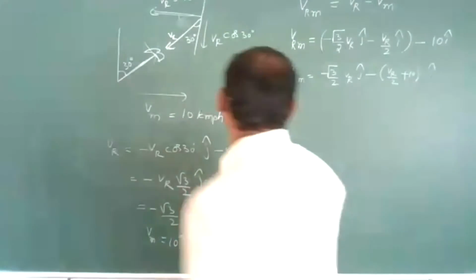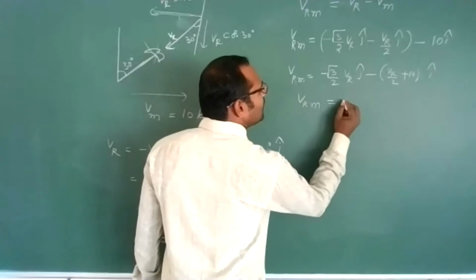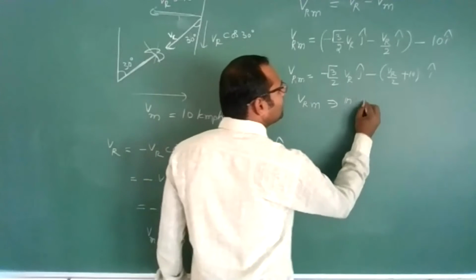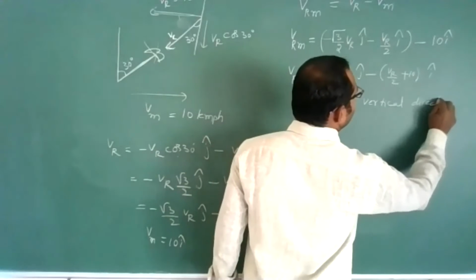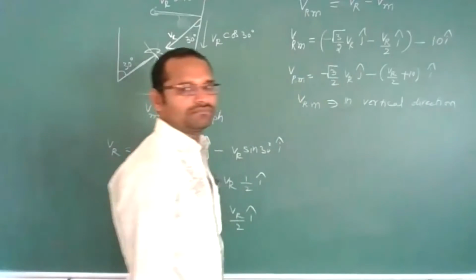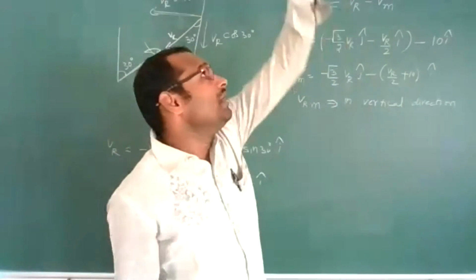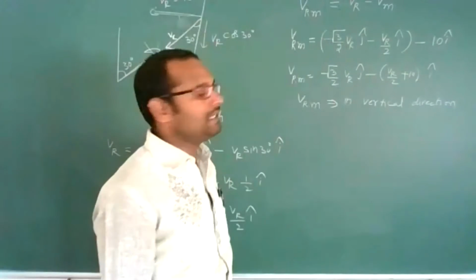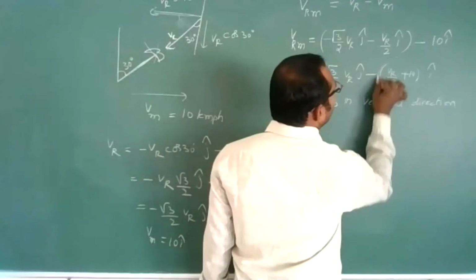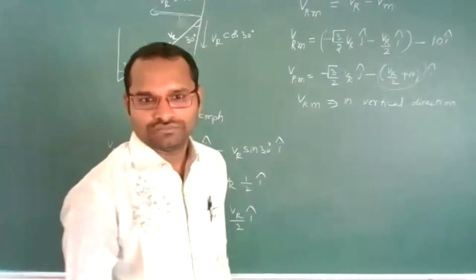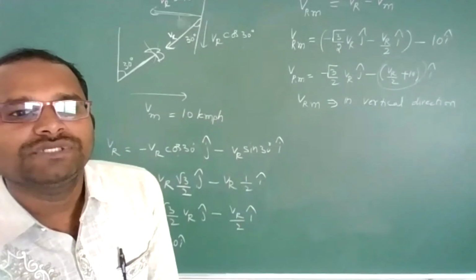What they are saying is that now velocity of rain with respect to man, he observed in vertical direction. Clear? So when he is running, he feels that rain is falling on him vertically. Vertical direction only rain is falling means this horizontal component value should become 0. Yes or no? Clear? Students, what I am saying? See here.